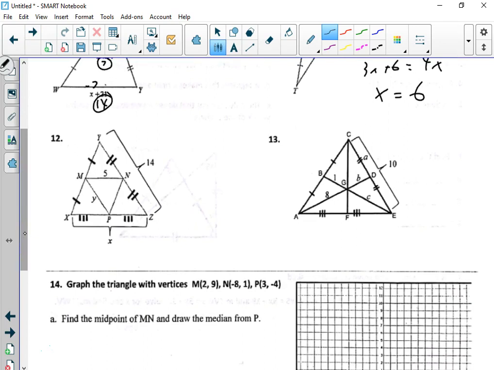Okay. So, remember, we have the same thing going on here, just a lot more lines going on. MN is half of XZ, the parallel line is parallel to. So if MN is 5, X is 10, right here. YZ is 2 times MP. So if YZ is 14, MP is 7, right there.